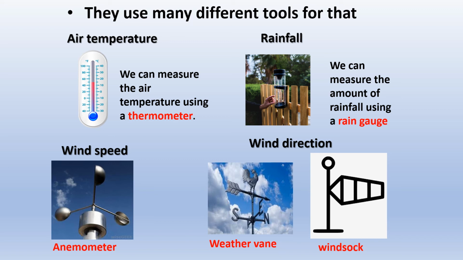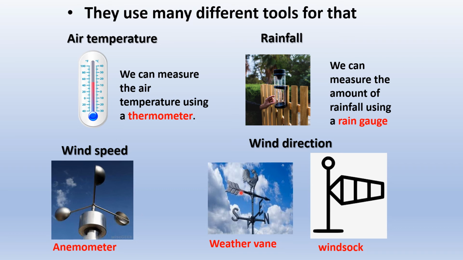Air temperature. We can measure the air temperature using a thermometer. We can measure the amount of rainfall using a rain gauge. We can measure wind speed by using an anemometer. It is usually connected to a computer. The stronger the wind is, the faster an anemometer will rotate.